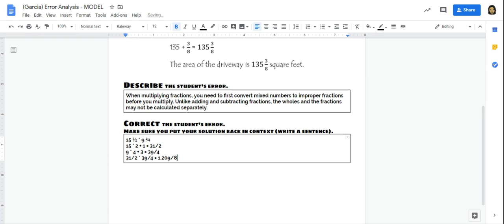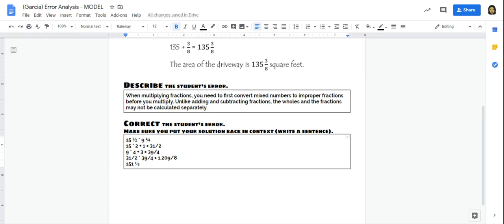Okay. From there, I would divide. I know that 1,209 divided by 8 gives me a whole number of 151. And when I multiply 8 times 151, I get 1,208. So I have 1 left over. So that gives me the fraction of 1 over 8. All right. And so that's the way to show your work typing it out.